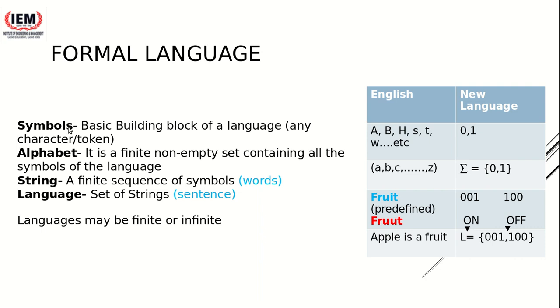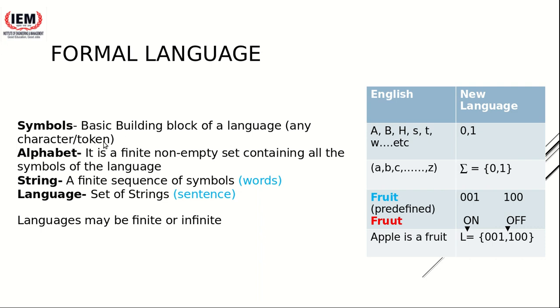Let me draw an analogy so that it becomes easier for you. In the English language, which are the symbols? Any alphabet, any letter, A, B, S, H, W, anything. It's a symbol. It's a building block of your language. Suppose I am constructing my new formal language, and I decide that I'll have only 2 symbols, 0 and 1. So for my language, I'll have 2 symbols, 0 and 1. Now this is the concept of symbol.